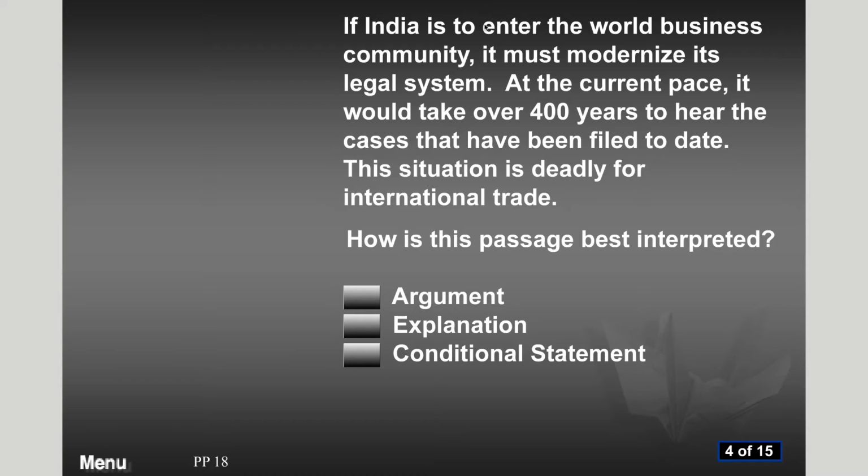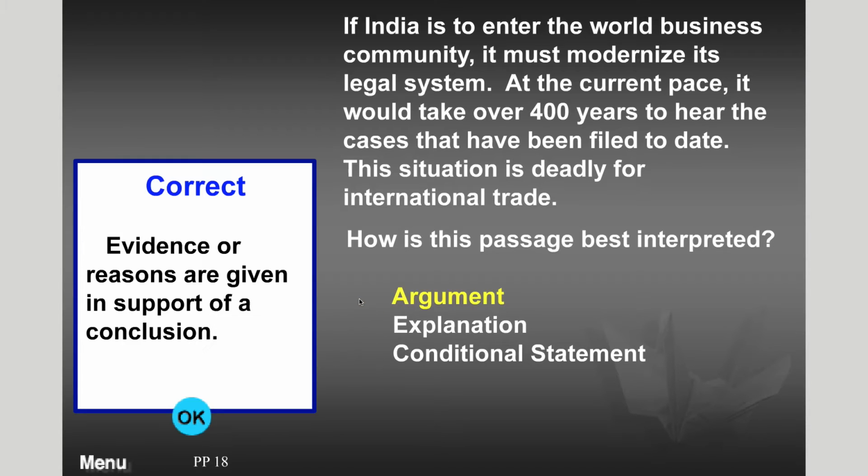This seems to be leading us to say if it wants to enter the world business community, it must modernize its legal system. This is making an argument. Right? Evidence or reasons are given in support of a conclusion.